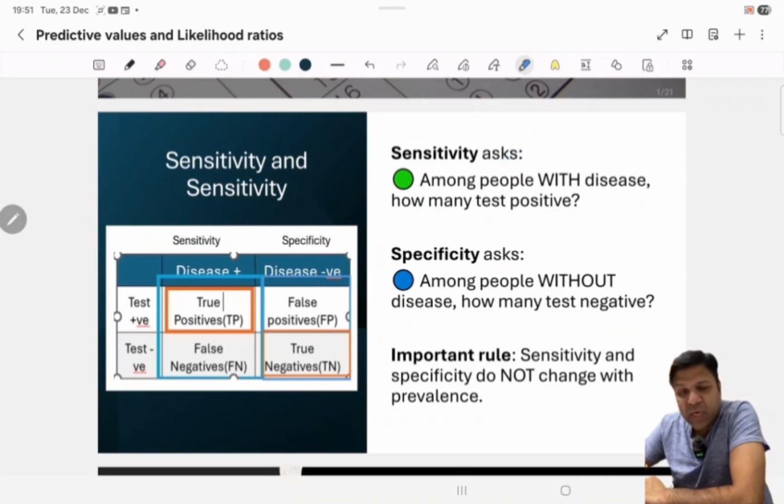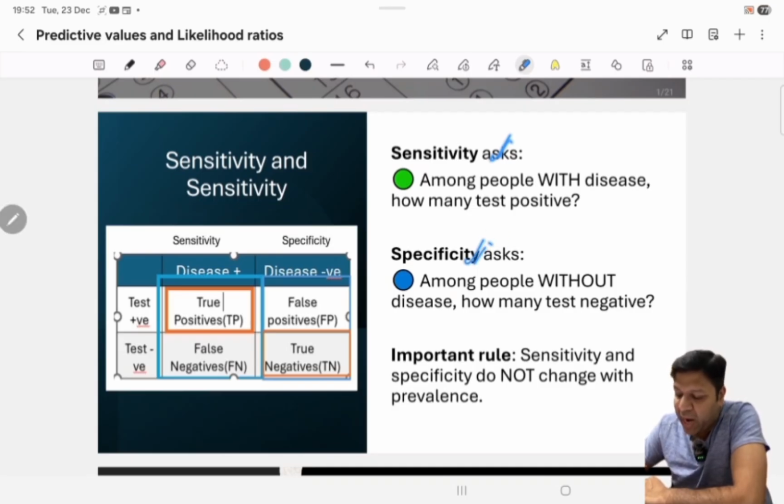So sensitivity asks, among people with the disease, how many would test positive? That means if you take 100 diseased individuals and 30 of them test positive with a particular test, that means the sensitivity of the test is 30%. And similarly, if you take 100 people without the disease, healthy individuals, and 30 of them test negative, that means the specificity of the test is 30%.